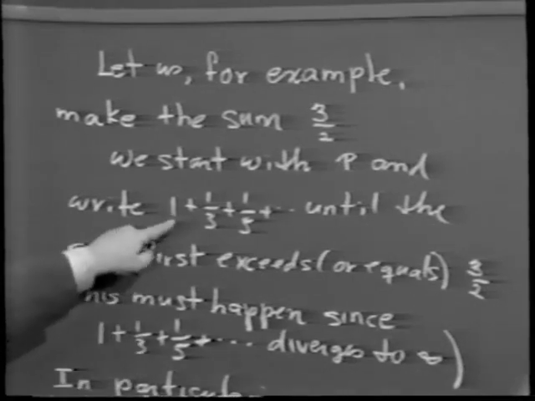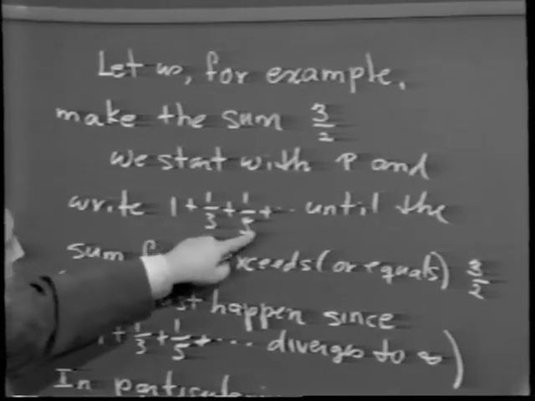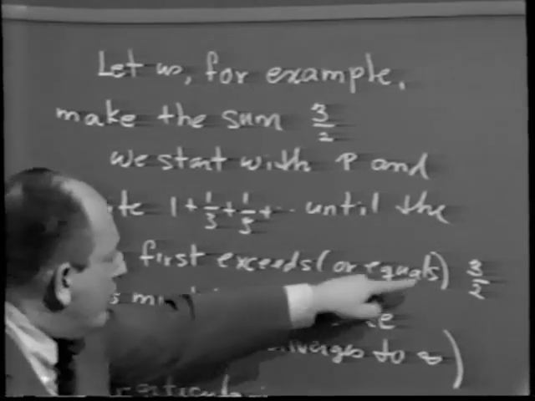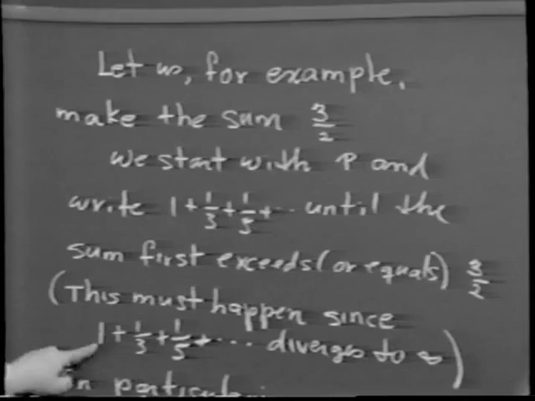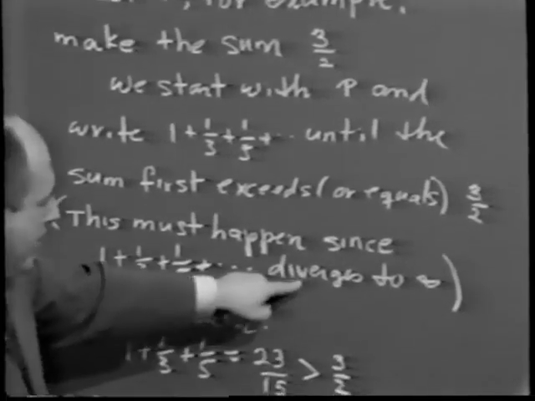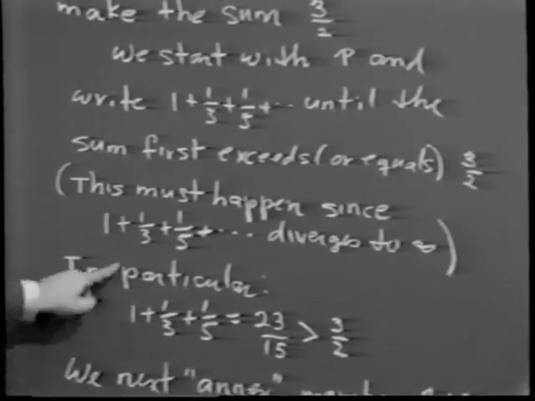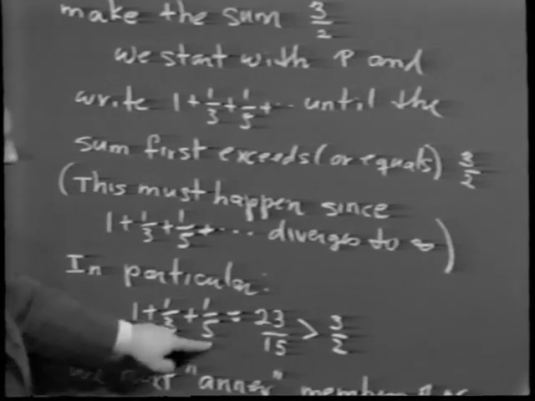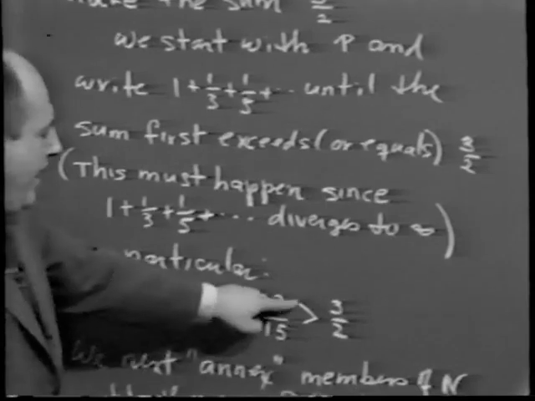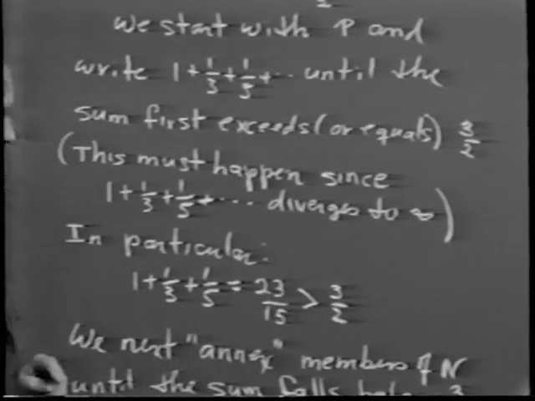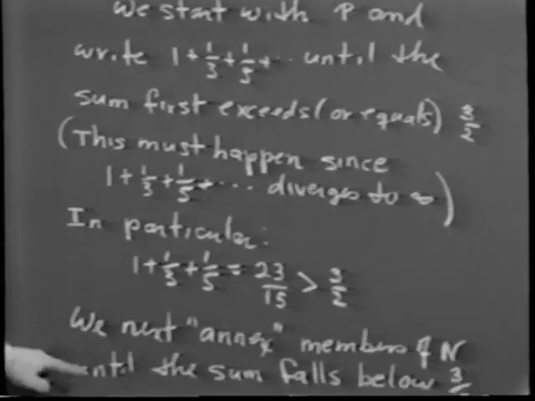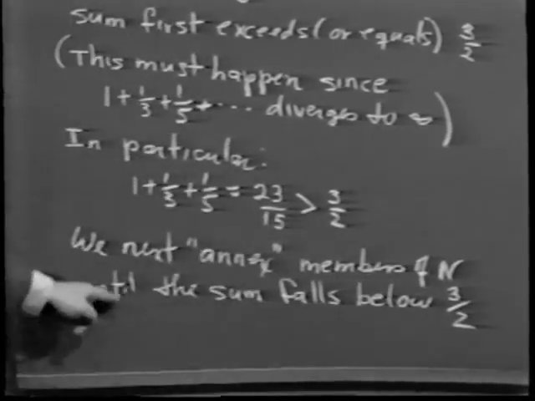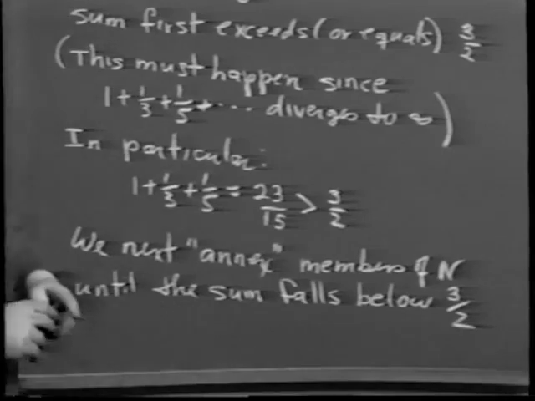So the idea is, I write down all of these terms, add them up, until my sum first exceeds or equals 3 halves. And as I say, this must happen because the series diverges to infinity. Well, in particular, I observe that 1 plus a third plus a fifth is 23/15ths, and that's now for the first time bigger than 3 halves. What I do next is I annex the negative members, in other words, the members of capital N, until the sum falls below 3 halves.